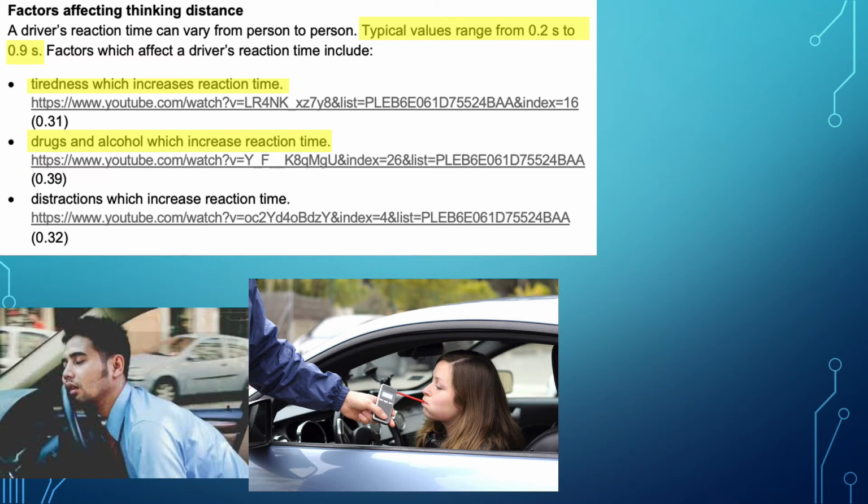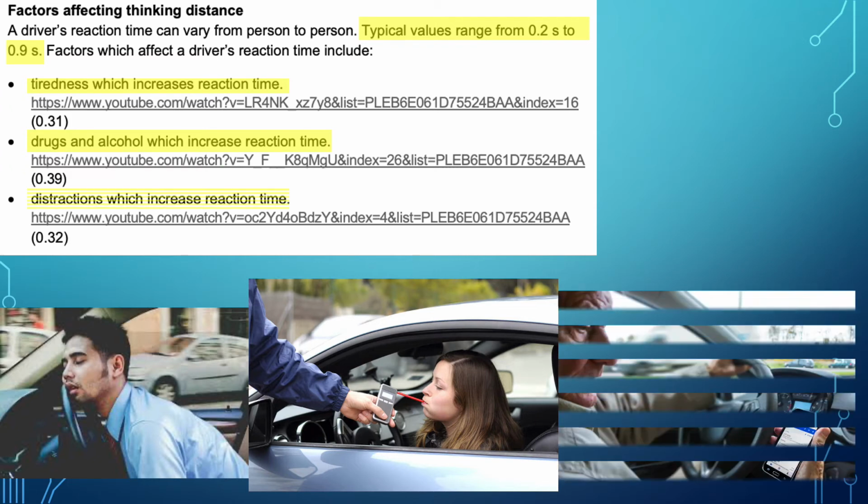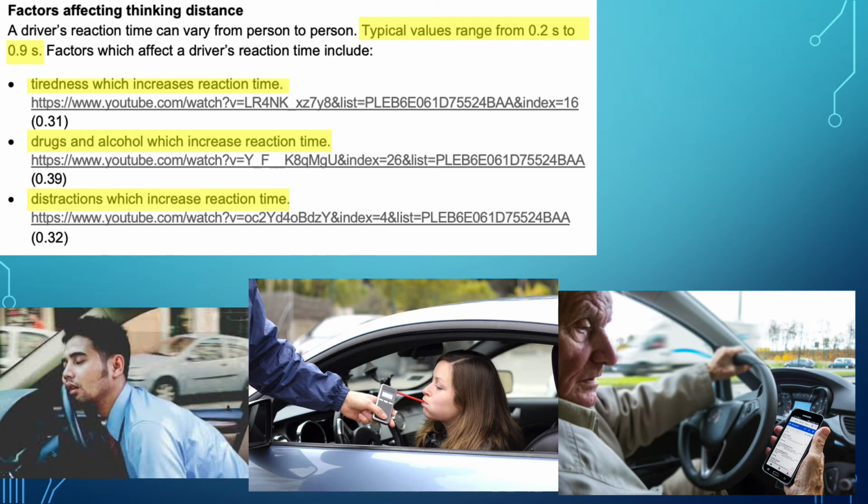And then the last one is distractions, which would also increase reaction time. So you can easily get fined if the police catch you driving with your phone out and you're looking at your phone, which is why they've introduced more concepts like hands-free calling, I think it's called, where you can connect your phone to the Bluetooth of your car and you just basically talk while you're driving, and you can make calls like that. And this is really, really important.